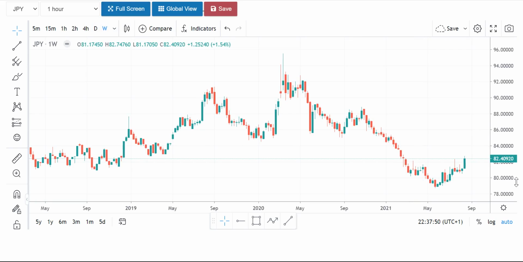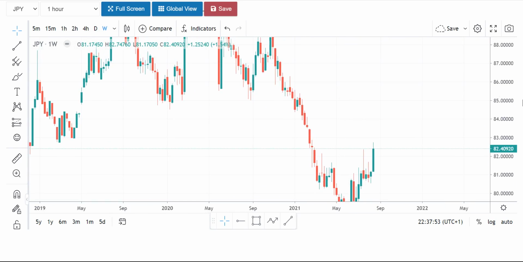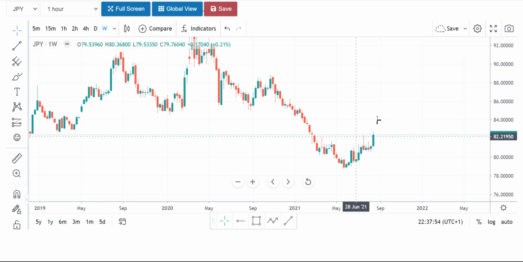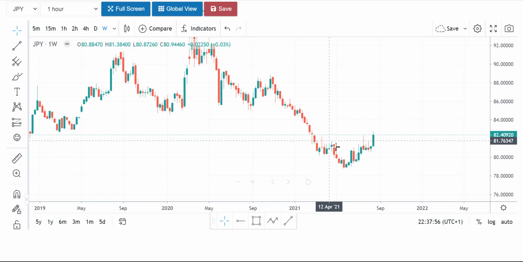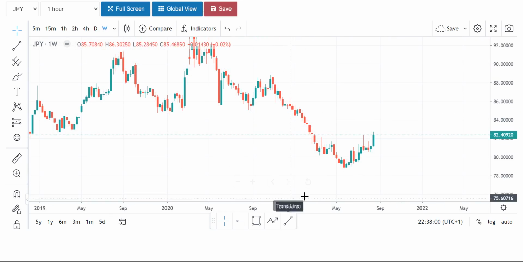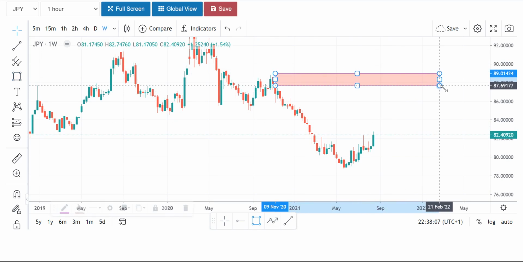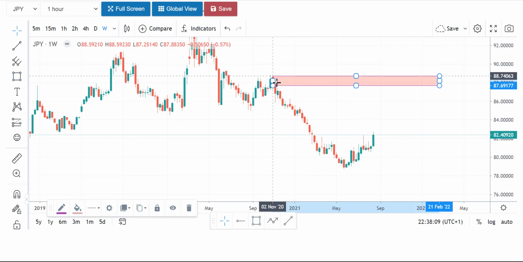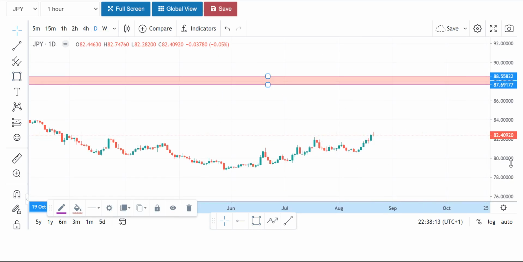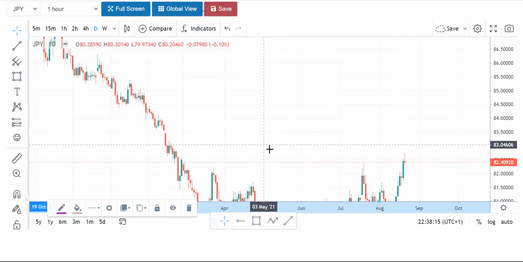On the weekly time frame, I see that the JPY has been moving upwards, creating the leg of the impulse on the weekly time frame. Do we see any supply zone? This is the closest supply zone on the weekly. But if we move to the daily, let's see if we will get something of interest to us.